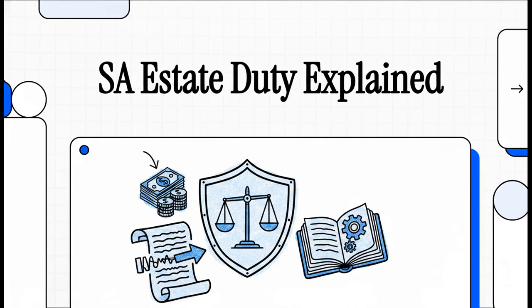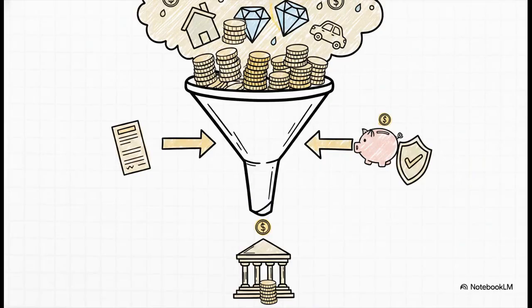Welcome to this explainer. If you're a focused learner looking to cut through the legal jargon and truly grasp how wealth is taxed at the end of life in South Africa, well, you're in the exact right place. Today, we're going to completely demystify the South African Estate Duty Act 45 of 1955. Now, I know that sounds incredibly intimidating, but as we go through this, you're going to see that the underlying mechanics are actually surprisingly logical. So let's dive right in.